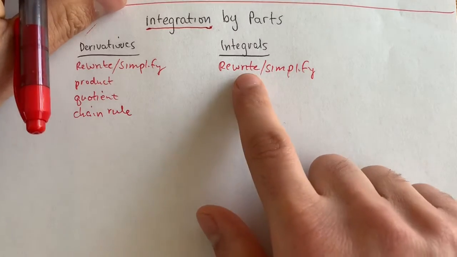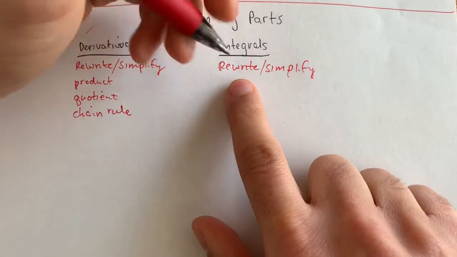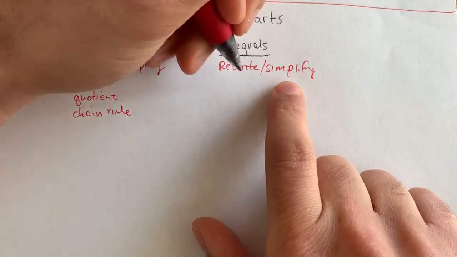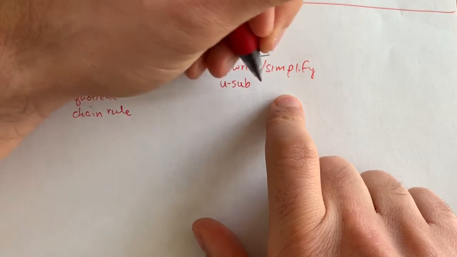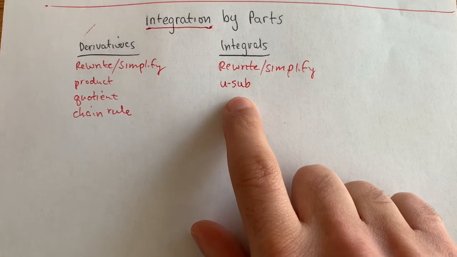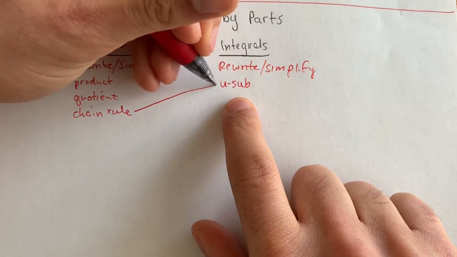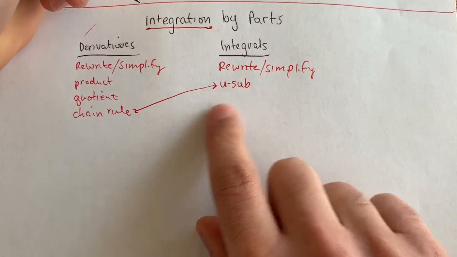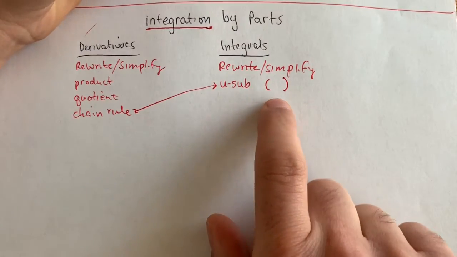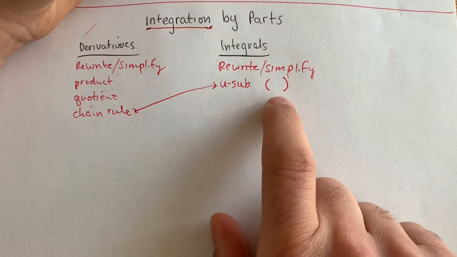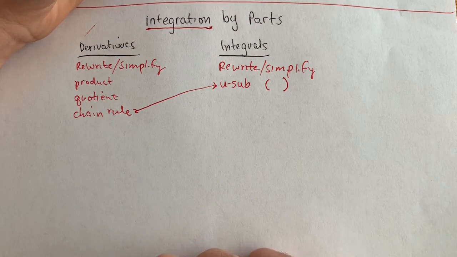For integrals, the only options that we have are to rewrite, simplify, or to do a U substitution. And a U substitution is basically the reverse of the chain rule idea. So you're looking for those parentheses and having more than an x inside the parentheses. That tells you to do U sub.